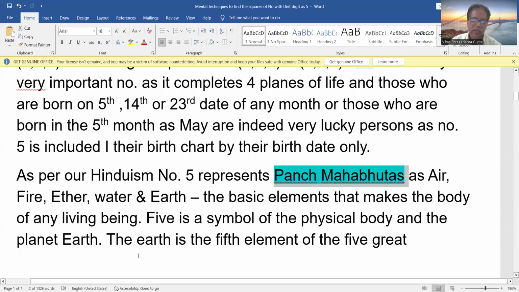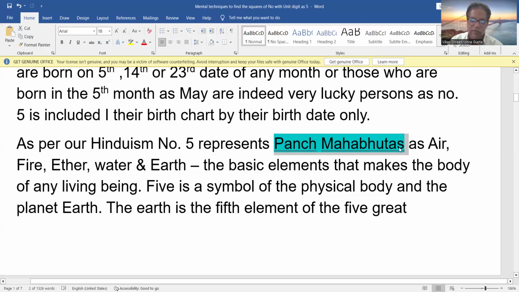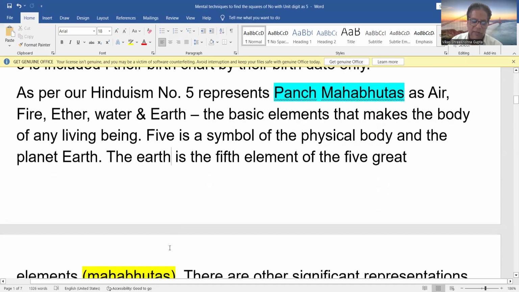Panch Mahabhutas. Earth represents the number 5. So 5 is the symbol for the physical body and the planet earth. So earth is the 5th element of the 5. Out of these 5: air, fire, ether, water, and earth, the number for earth is number 5. So earth represents the number 5 element of the 5 great elements.